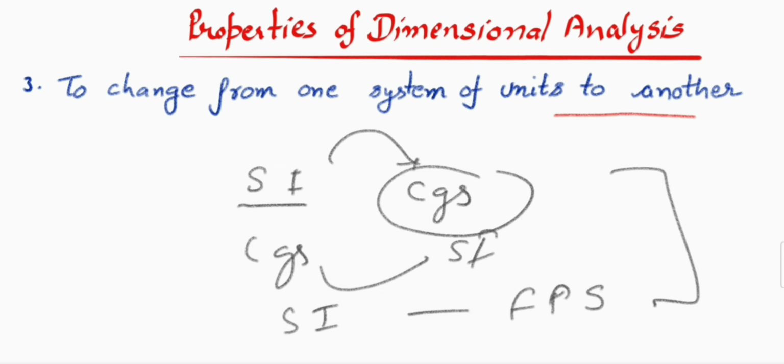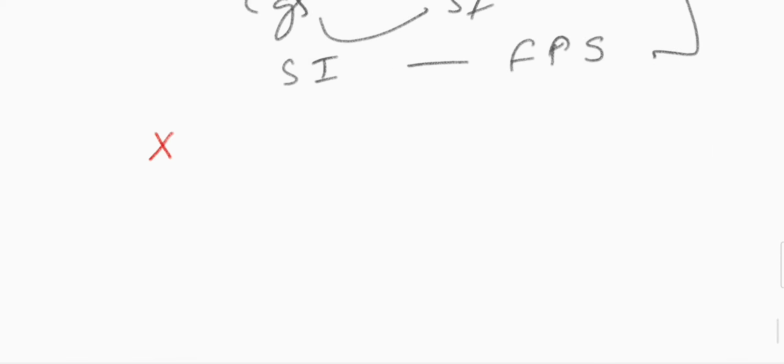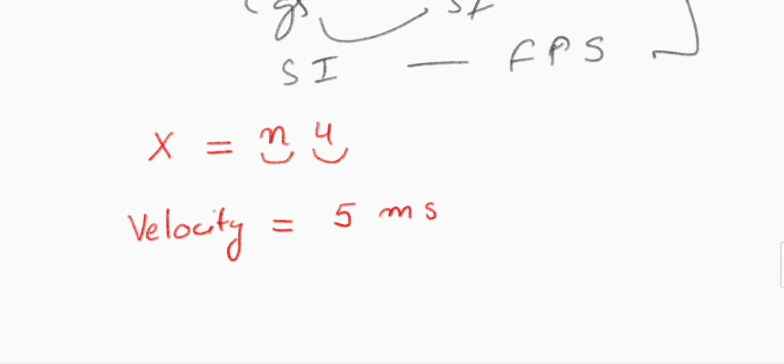We know that we can write any physical quantity like this: n and u. Here n is the numerical value and u is the unit of that physical quantity. Suppose I have a physical quantity velocity and I write velocity like 5 meter per second. So here 5 is the numerical value and meter per second is the unit of the velocity.